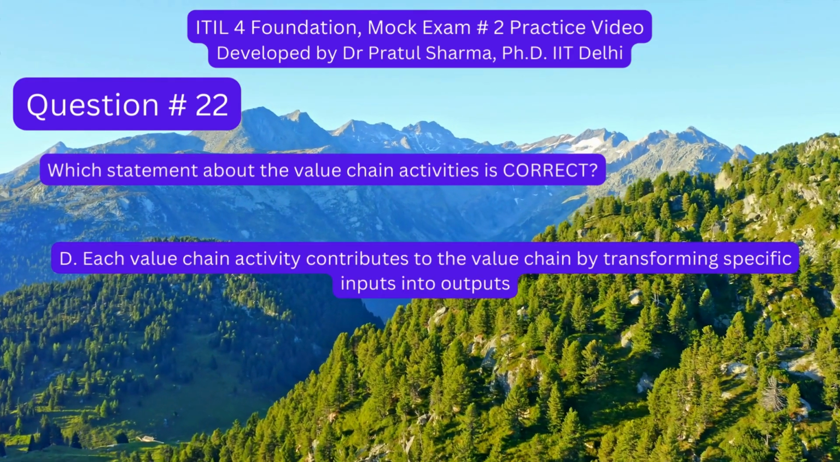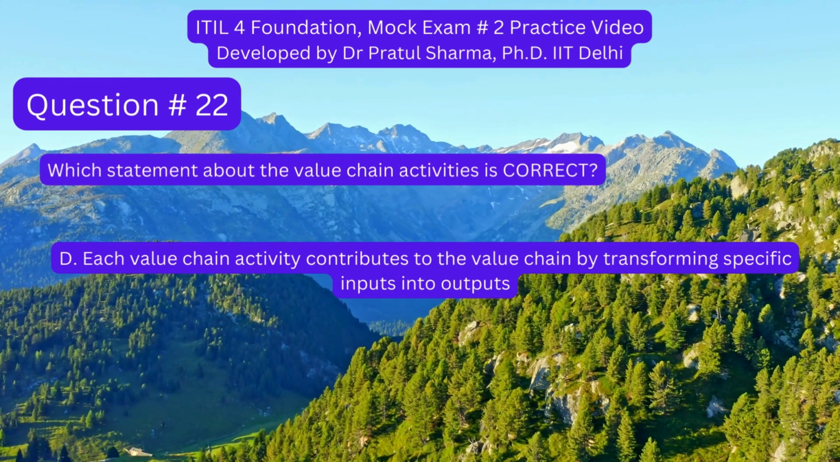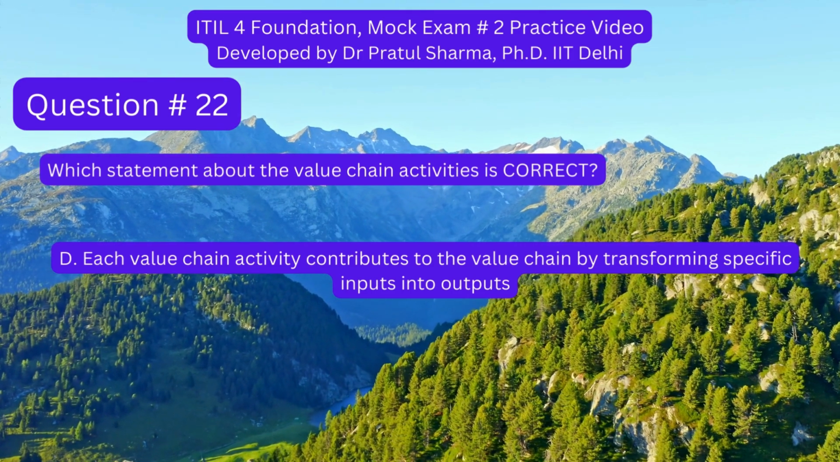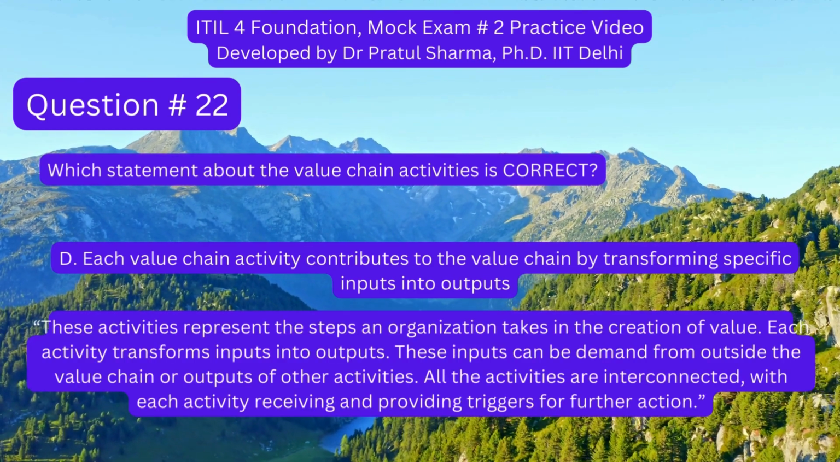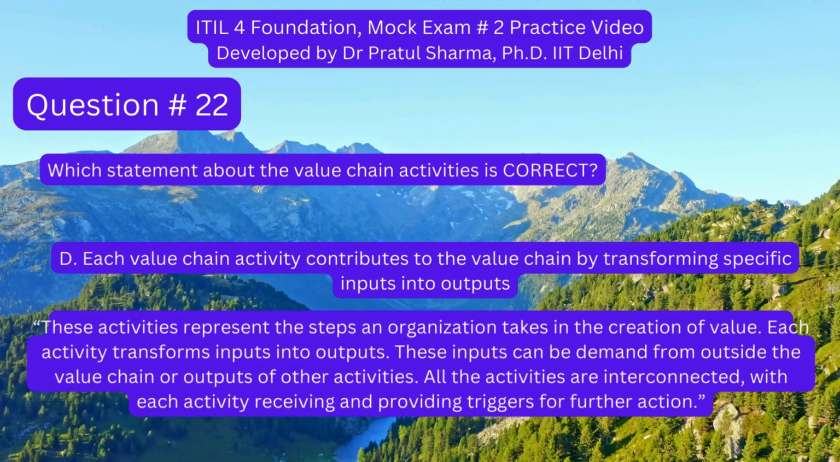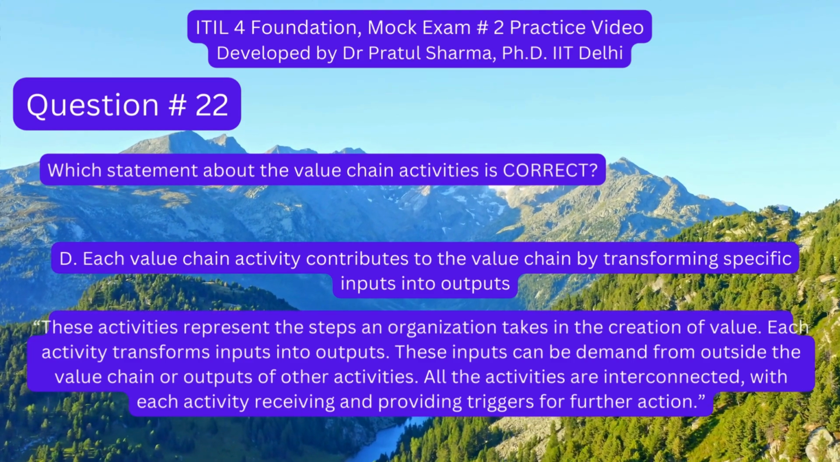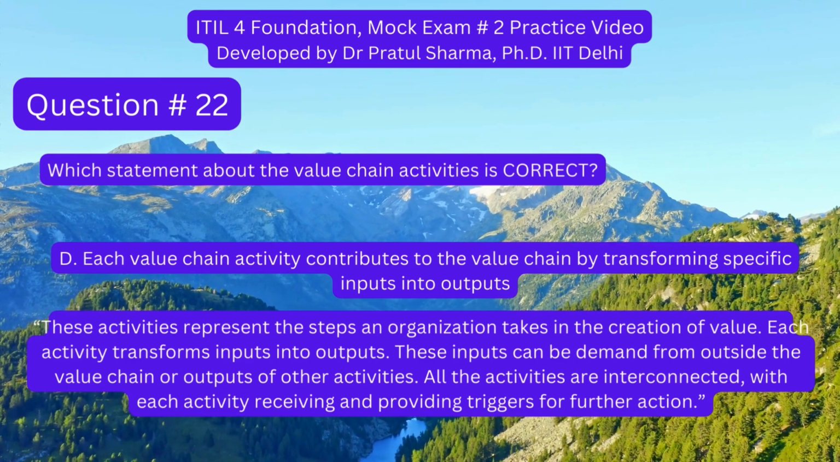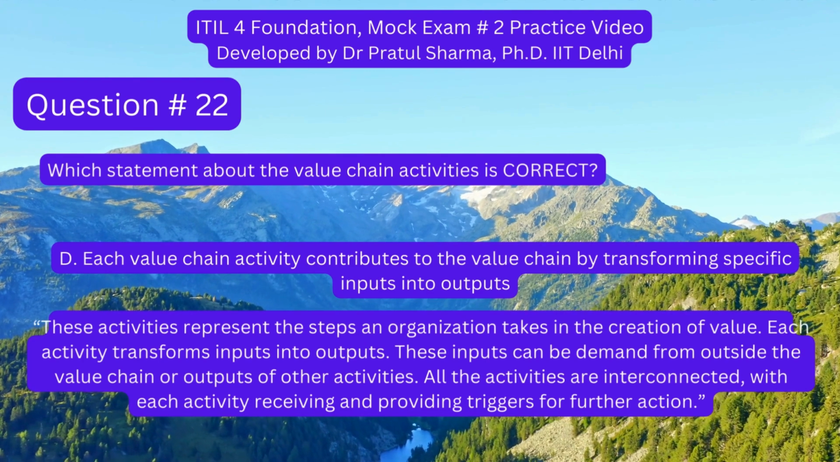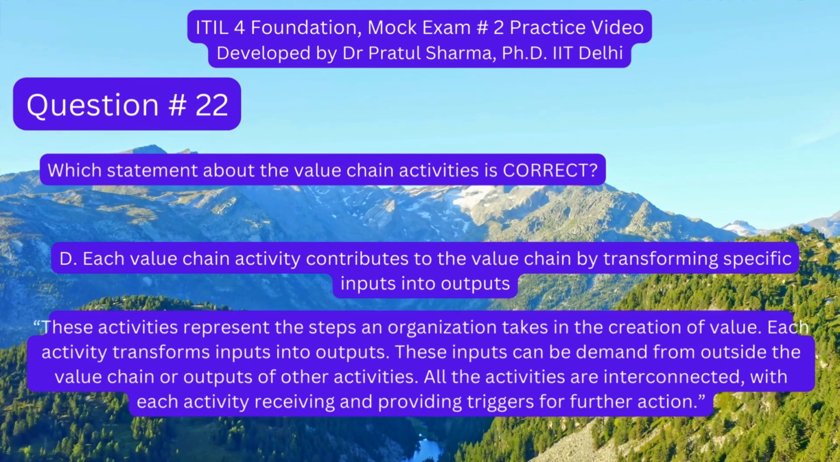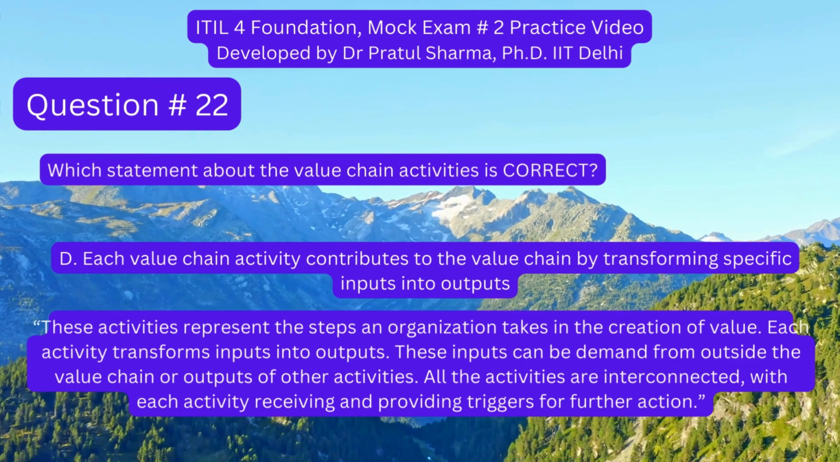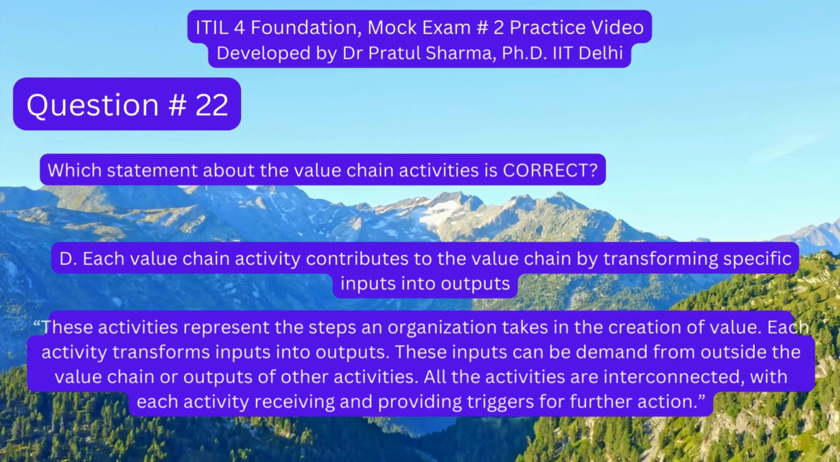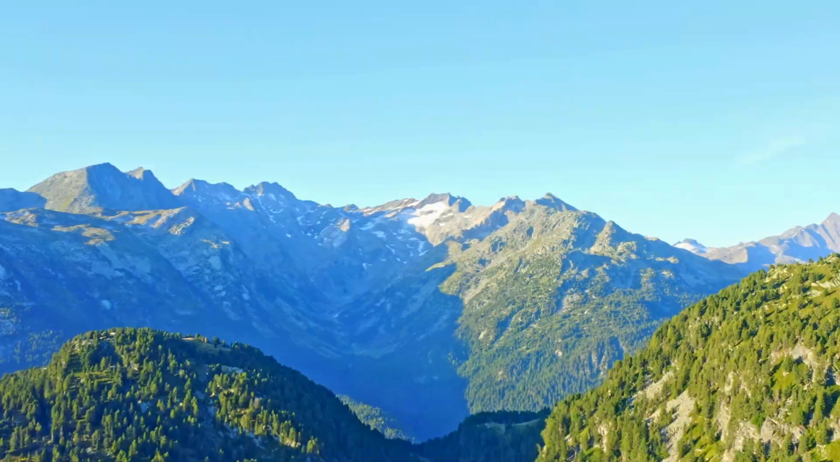D. Each value chain activity contributes to the value chain by transforming specific inputs into outputs. These activities represent the steps an organization takes in the creation of value. Each activity transforms inputs into outputs. These inputs can be demand from outside the value chain or outputs of other activities. All the activities are interconnected, with each activity receiving and providing triggers for further action.